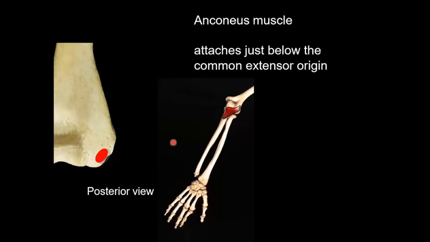We also have the very small anconeus muscle that also takes its origin just below the common extensor muscle. So you're going to see it here, just at that same part of the lateral epicondyle. Look at it. That's a very small muscle. So when you're dissecting, you're going to take note of this muscle, and you'll appreciate it better.